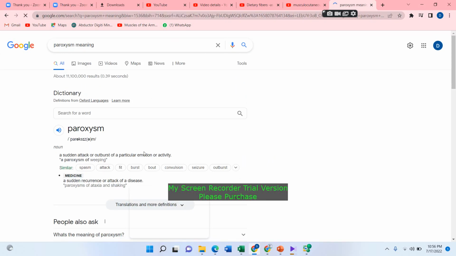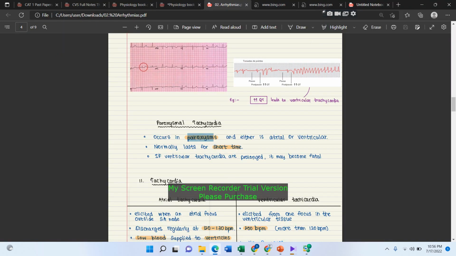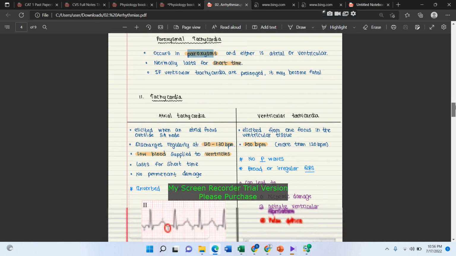So, an outburst of sudden attack or an outburst of a particular emotion or activity. In fact, fits are medically known as paroxysms. So in fits, we get paroxysms, and it can be either atrial or ventricular. It normally lasts for a short time. Paroxysmal tachycardia: if ventricular tachycardia is prolonged, it can become fatal, right?